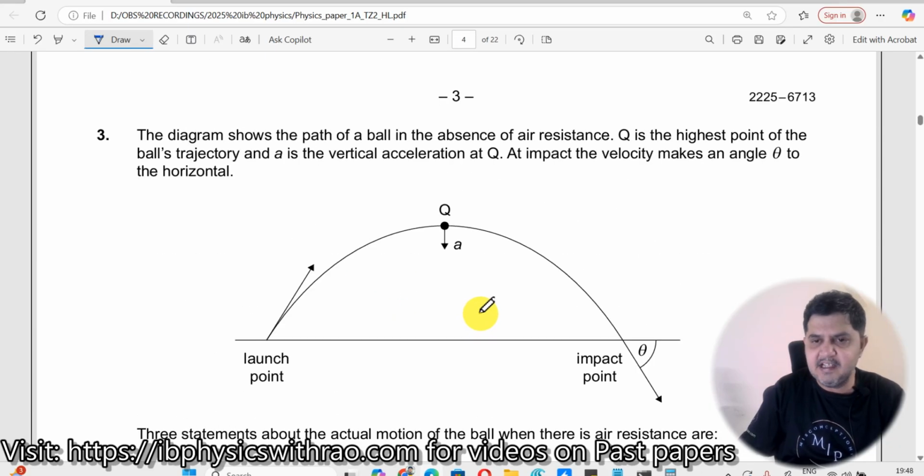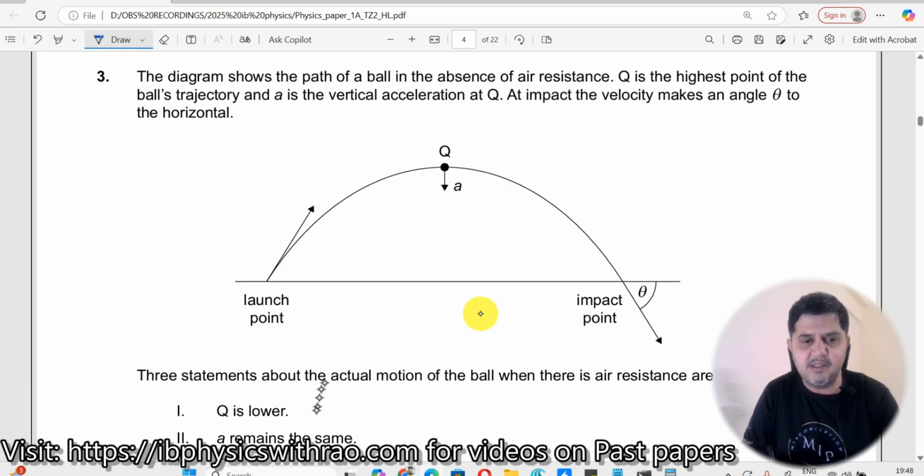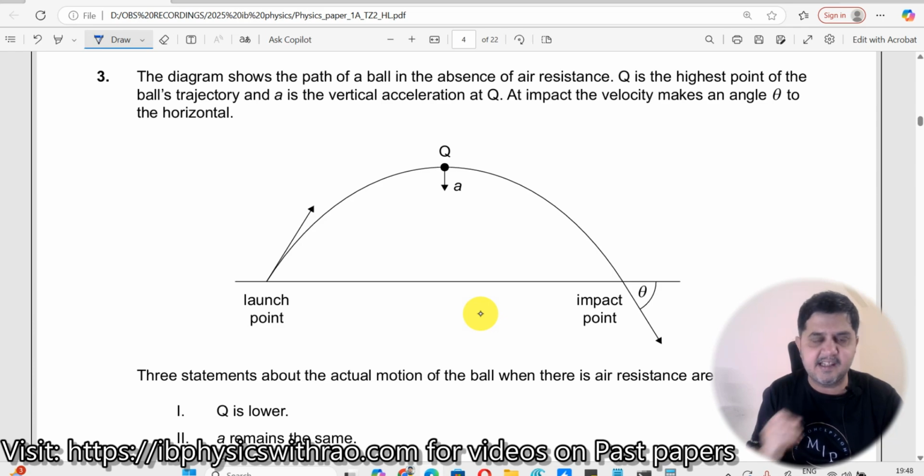The question tells you that in the absence of air resistance, this is projectile motion. In the presence of air resistance, what happens to the following parameters? Now first let us draw the trajectory to understand what exactly happens. When you say air resistance, how does the air resistance act? Does it act only like this? No, it does not act like that.